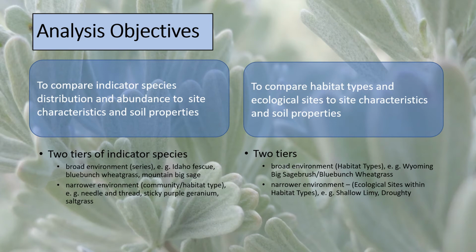The other objective is to compare habitat types and ecological sites to site characteristics and soil properties. There are also two tiers. The broader environment is characterized by habitat types such as Wyoming big sagebrush, bluebunch wheatgrass, and the narrow environment is characterized by ecological sites within habitat types such as shallow, limey, droughty.